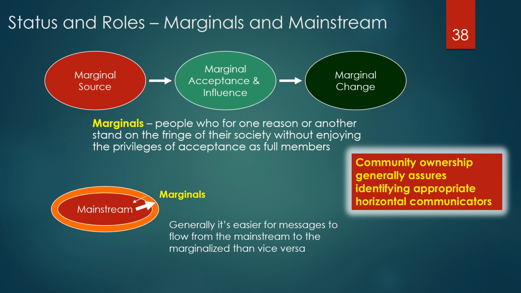Community status of potential community engagement champions or horizontal communicators must be carefully considered in the community engagement process. One can invest incredible resources for minimal change if the community engagement process misidentifies horizontal communicators. Ensuring community versus external facilitator ownership of the community engagement process will generally assure identifying appropriate horizontal communicators.